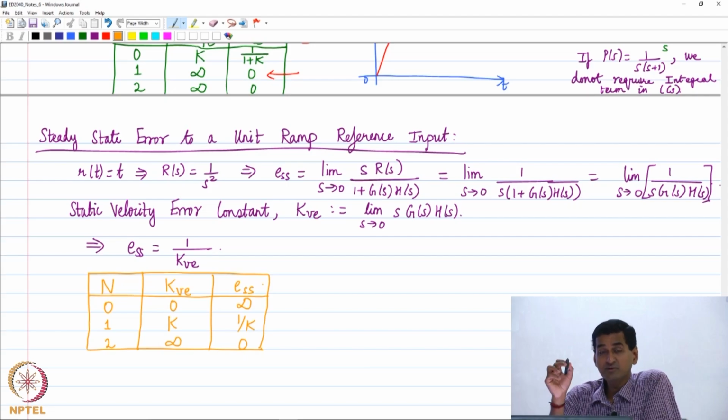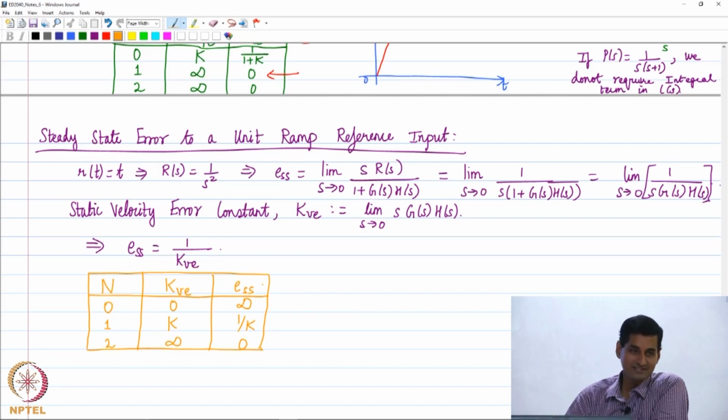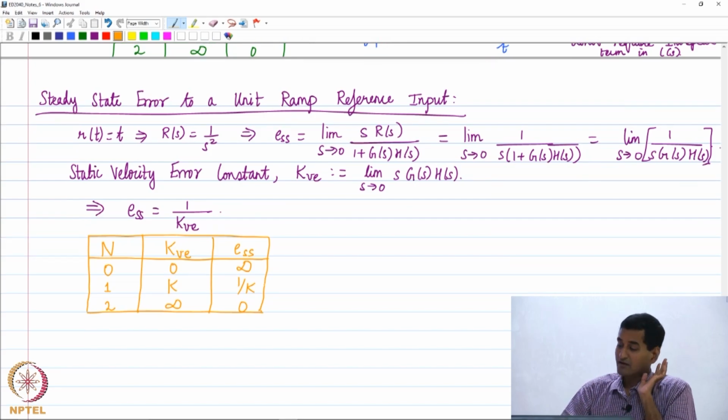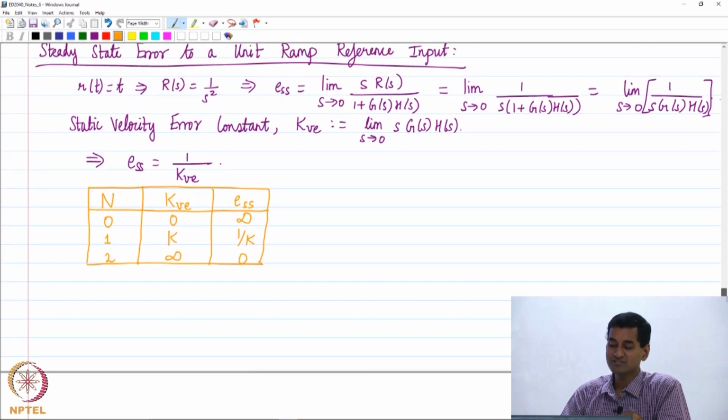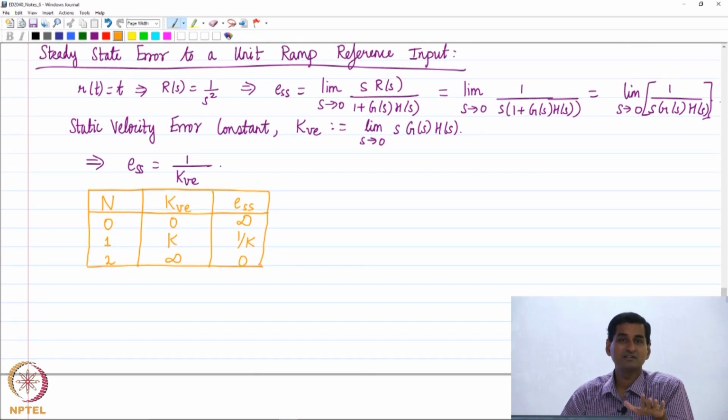But obviously if you want to track a ramp with 0 steady state error, you need a 1 by S squared term in the open loop transfer function, right? So that's like a double integrator, and you introduce 2 open loop poles in the origin, right? Then we will see that it becomes progressively more difficult to stabilize the closed loop system. Okay, so we'll look at those constraints. But another reason why I'm doing this analysis is also to introduce you to these terms: static velocity error constant, static position error constant, and what is called a static acceleration error constant, which we are going to come to now, right?